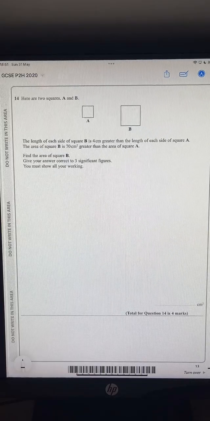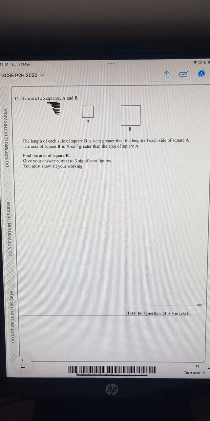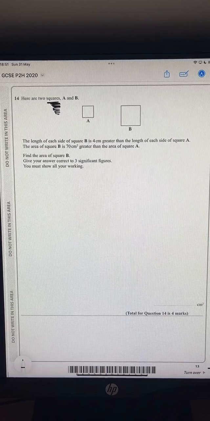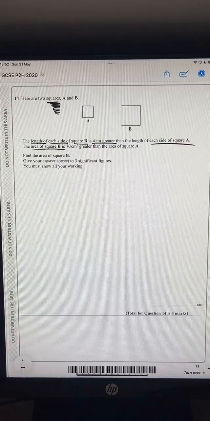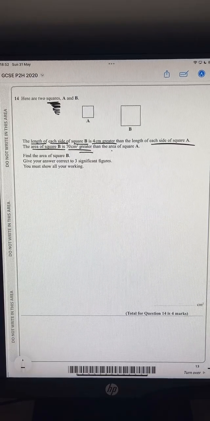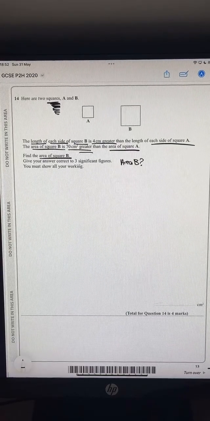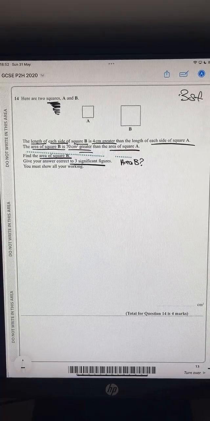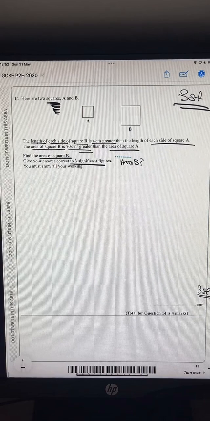Okay, question 14. Here are two squares. The fact that this is a square is very important because it actually makes the question possible. A and B. The length of each side of square B is 4 centimeters greater than the length of each side of square A. The area of square B is 70 centimeters squared greater than the area of square A. Find the area of B. So I just put area of B, so I know exactly what I'm doing. Give your answer to 3 sig figs. At the top, I put 3 sig figs up there. Might even do it down here as well, so I know when I write the answer. 3SF. You must show all your working.